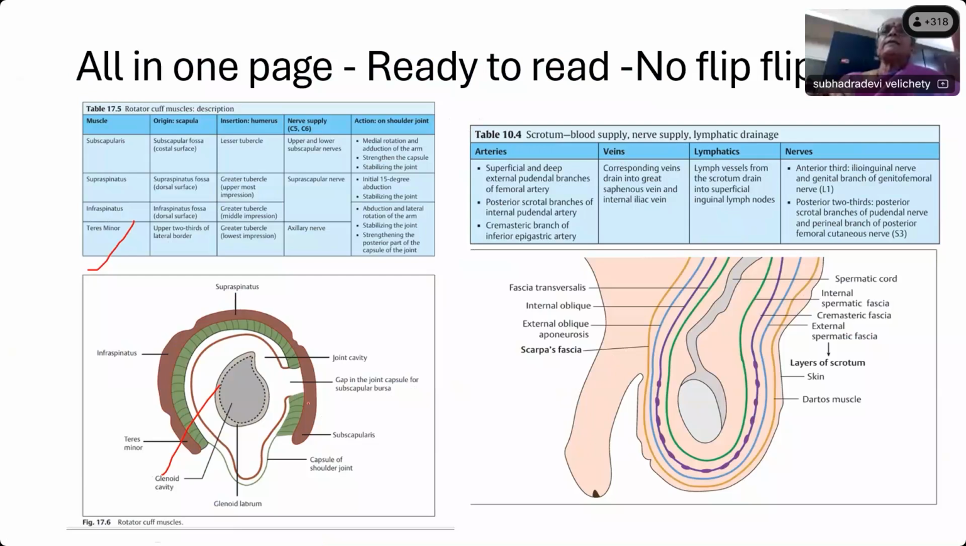And similarly, the scrotum. Okay, the layers you can see, and blood supply, veins and nerve supply, because it also has a clinical importance. You should practice, and this is a simple diagram to practice.